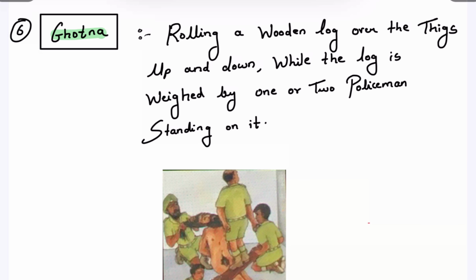Then another type of torture is ghotna, which is a traditional type of torture used mostly in Asian parts like India and Pakistan, in which a wooden log is rolled over the thighs up and down while the legs are weighted by one or two policemen standing on it.